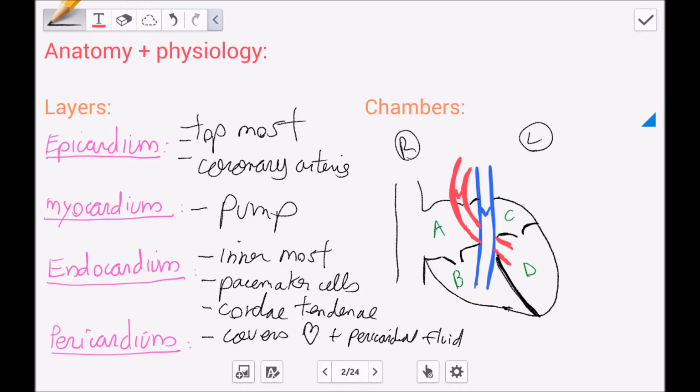Now we're going to review some of the chambers of the heart. So the heart has 4 chambers, 2 atria and 2 ventricles, as denoted by A, B, C, and D, as you can see. So A, this is your right atrium. B, this is the right ventricle. C is the left atrium, and D is the left ventricle.